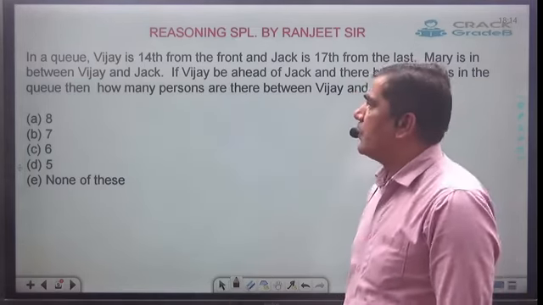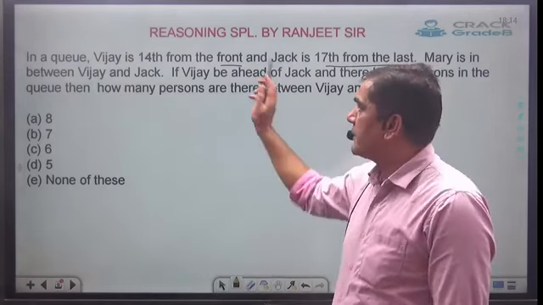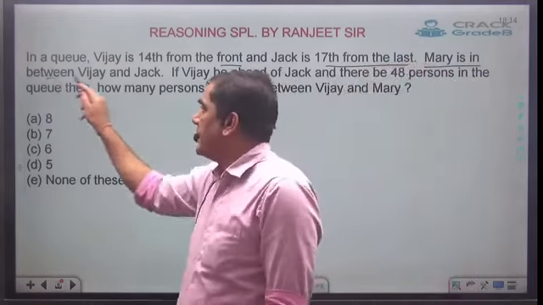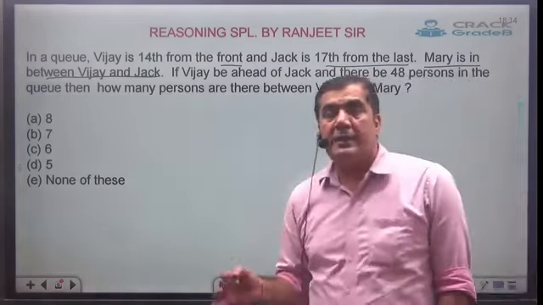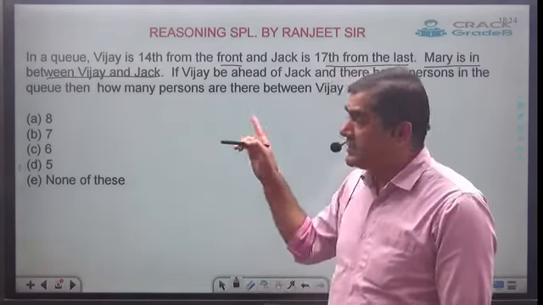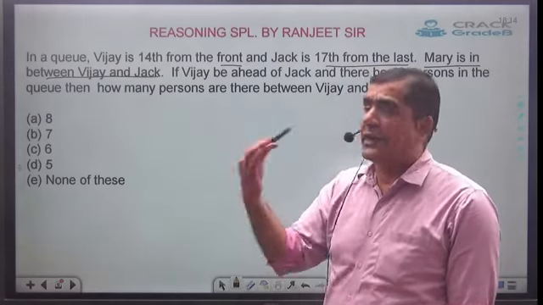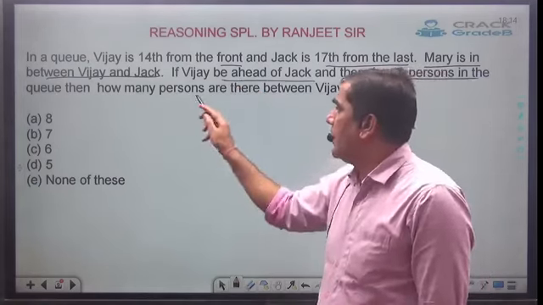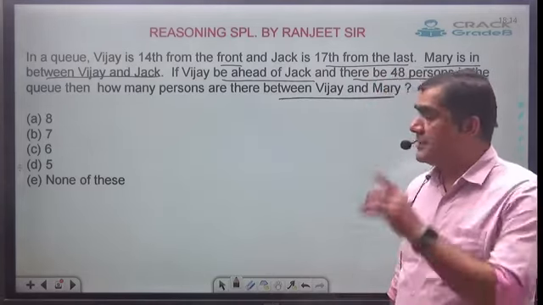Now here they are saying in a queue, Vijay is 14th from front and Jack is 17th from last. So one position is given from the beginning and one from the last. Now they are saying Mary is between Vijay and Jack. See, between always means exactly between. Remember this. If they are saying Mary is between Vijay and Jack, it always means Mary will be exactly in between Vijay and Jack. Now they are saying if Vijay be ahead of Jack and there be 48 persons in the queue, how many persons are there between Vijay and Mary?